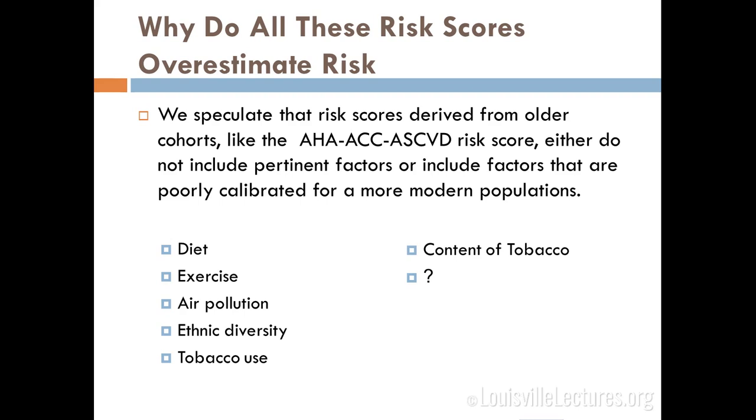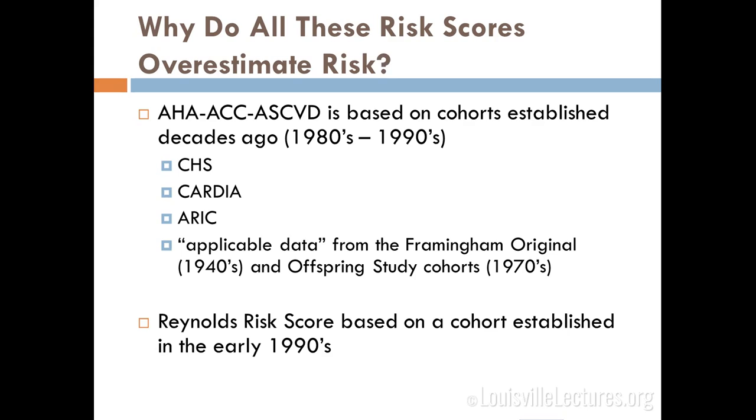These days, that's not as common. Data shows that. What's in cigarettes is different than it was in the 1970s and 80s. And so it probably affects our cardiovascular risk differently. Many other factors that we're not measuring. The Reynolds risk score performed fairly well. It was the most modern cohort of the ones tested here, and that may account for why it performed better.